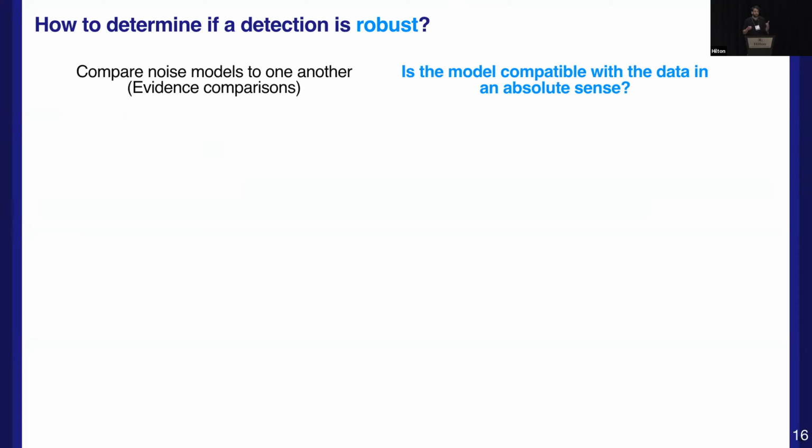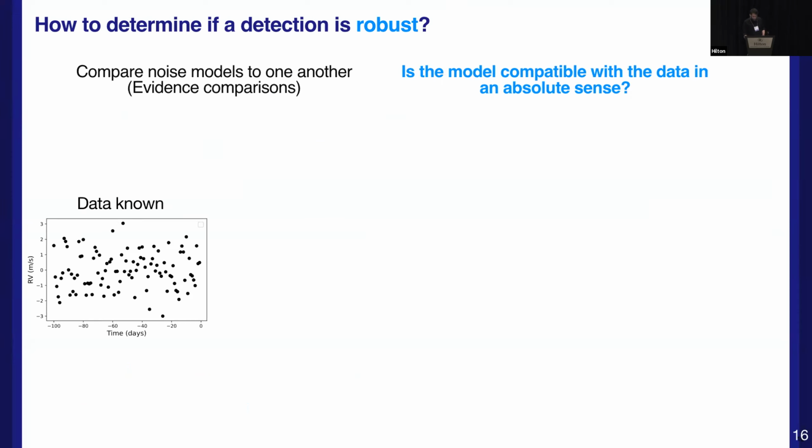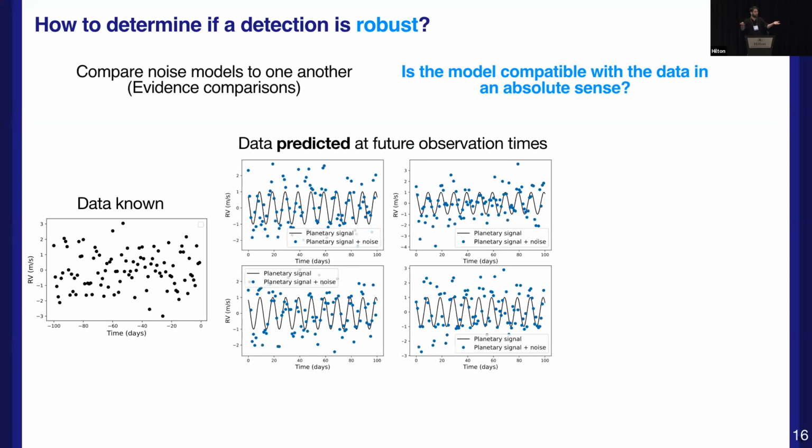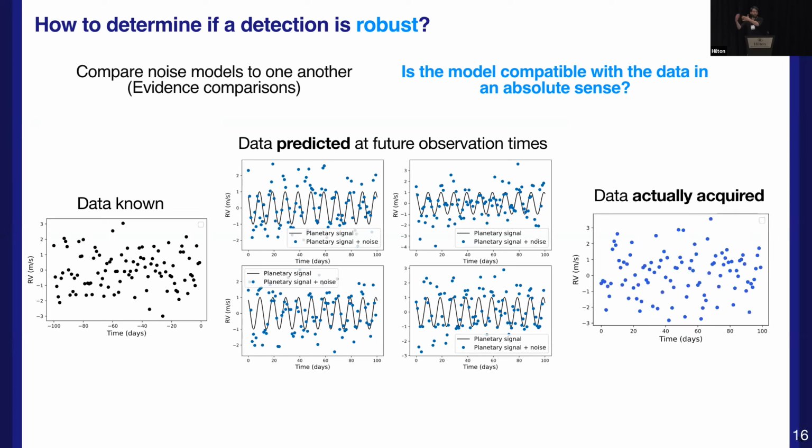It's like, it's not comparing stuff with one another. Am I correct? Am I correct in an absolute sense? And so what you can do is you have your data, you know that you're going to take data later, and you're going to predict what you should have. So if I understood my data, if my model is correct, I can predict what I should have in future measurements, then you have the actual data that you took and you compare the two.